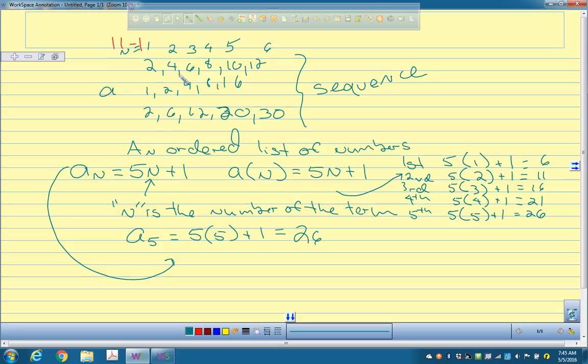Like this one up here, is this an arithmetic sequence? Yes, because this one's changing by the same amount each time. This one is not, because it's not changing by the same amount each time. It's a different kind of sequence, as is this one. You could have sequences that are not all generated in the same way.